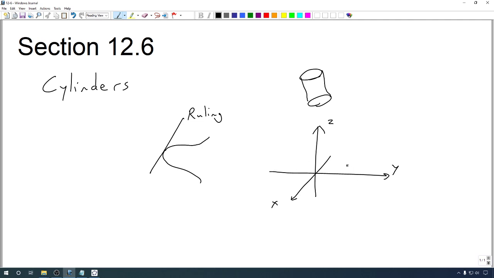So let's say we have a curve in our xy plane. Let's draw something here. Let's say that's our curve. It's in the xy plane, and all of the rulings are going to be perpendicular to the curve. You could say is taking it in the z direction, and so on and so forth.